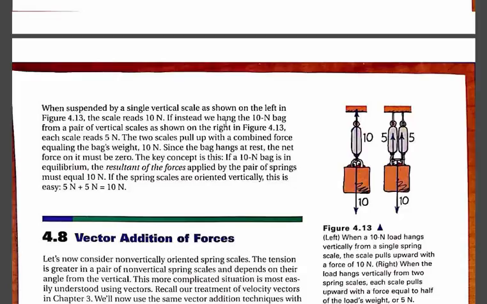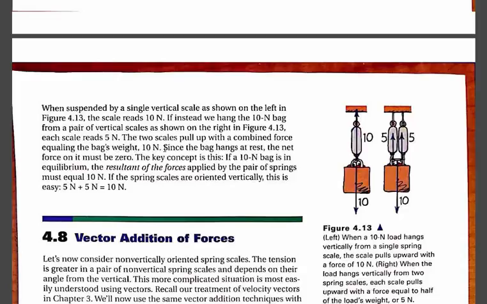If instead we hang the 10 newton bag from a pair of vertical scales as shown on the right in figure 4.13, each scale reads 5 newtons. Let's look at that. Now we have two scales side by side. Together they're supporting the 10 newton weight, so each one must be providing 5 newtons of upward force. Each one reads 5 newtons. The two scales pull up with a combined force equaling the bag's weight, 10 newtons.